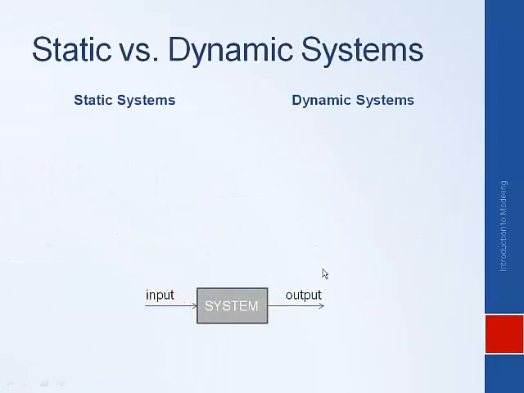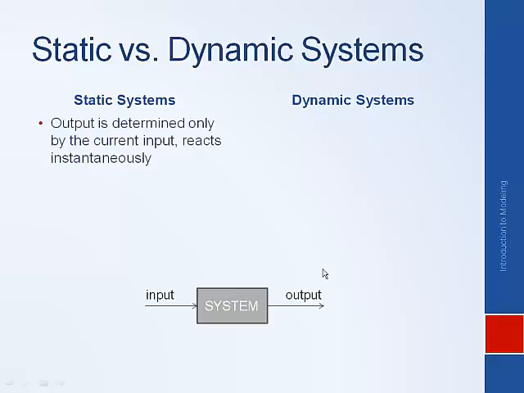Another thing that we're going to introduce is the idea of the difference between a static system and a dynamic system. This is to go along again with models of different levels of complexity. A static system, the output is determined only by the current input and it reacts instantaneously. For example, if this is our system and I give it an input of 2, the output will change to 10 instantaneously, and whenever I put a 2 into the system I will always get a 10 out. The relationship between the input and the output does not change, it's static. Every time I put in a 2, I always get out a 10.